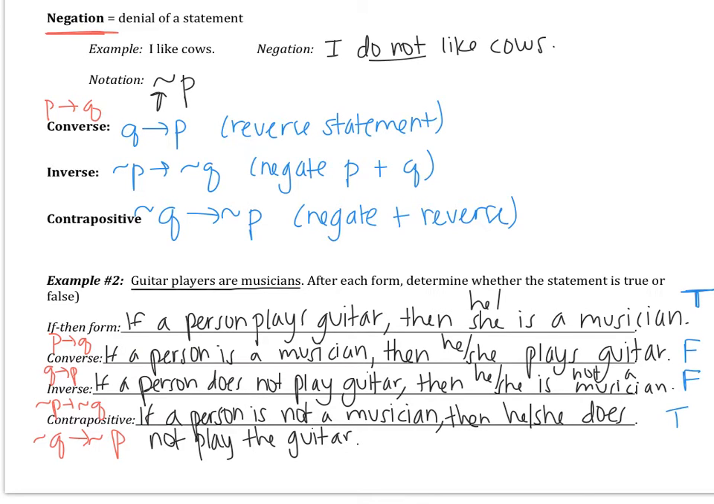So this is not too bad. You just have to memorize what each term means. So converse means I'm going to flip. Inverse means I'm going to negate. Contrapositive means I'm going to flip and I'm going to negate. So let's flip to the next page.